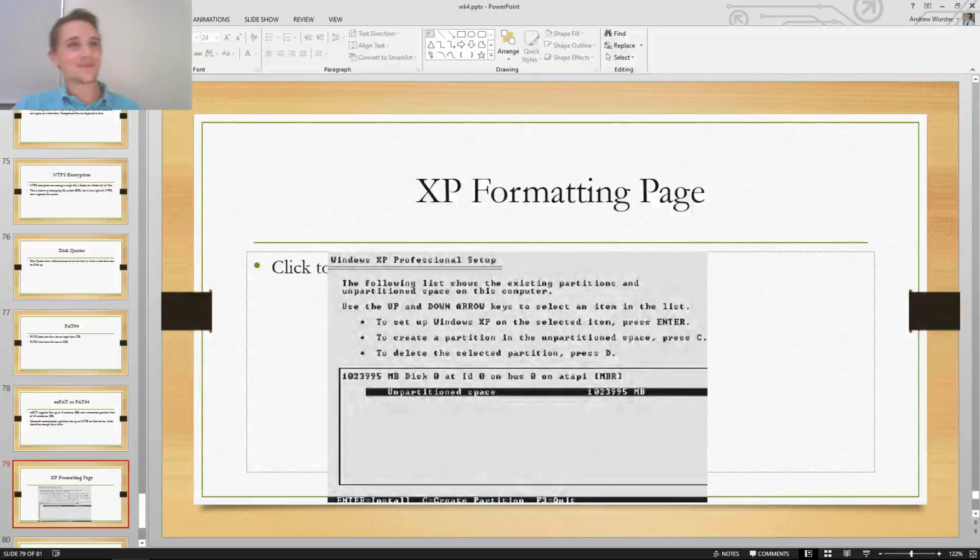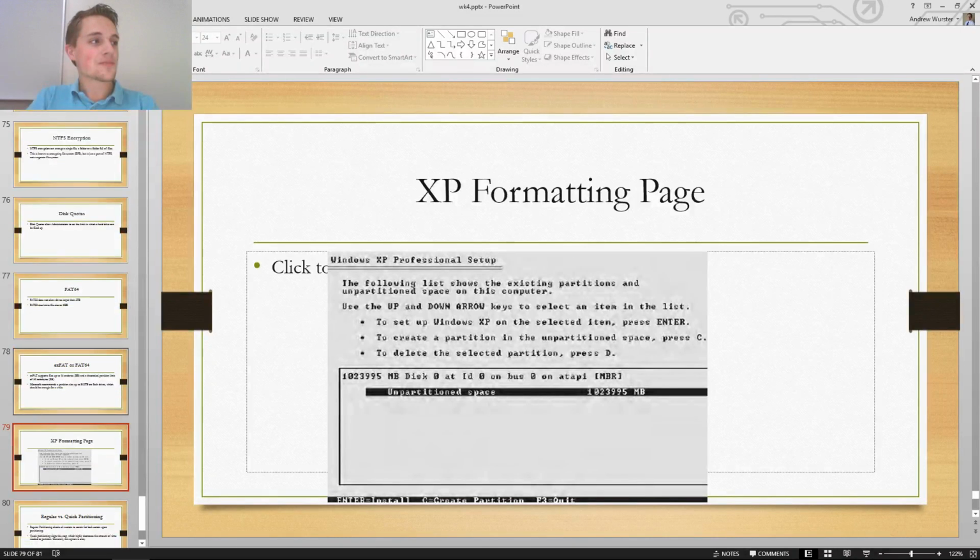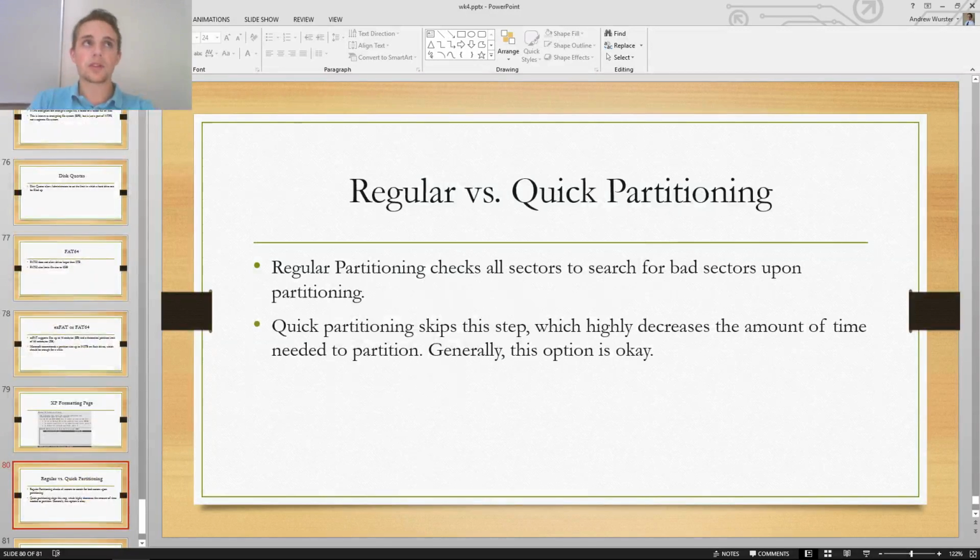So this is just a formatting page on Windows XP install. Probably seen this several times. Kind of just keep hitting enter because you don't really care about it, which is fine. They don't really have a name for partitioning that's not quick partitioning, so I just refer to it as regular partitioning. Just so you know, that's not the official term for it. They don't really have one. It's either quick or it's not.